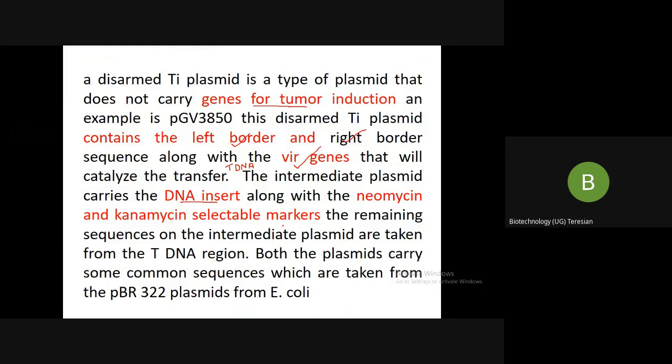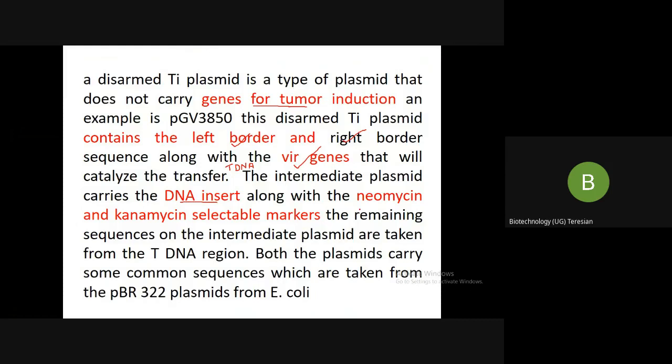Similarly, these kanamycin and neomycin act as a marker which tells us where exactly your DNA of interest has gone, whether it has inserted into the plant material. That is the need for the markers. So it is an identifier or a tracker or a tracer.